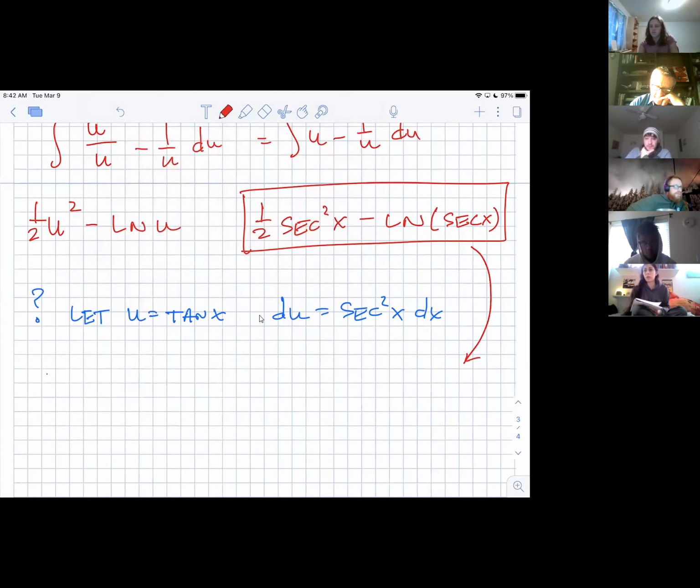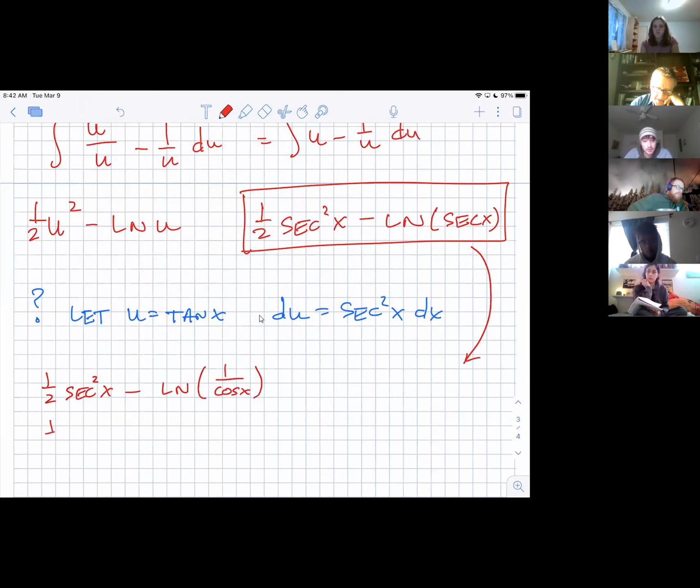I think they just put in 1 over cosine of x for starters. You are not wrong. So that's weird because they don't have cosine. We have 1 over cosine.